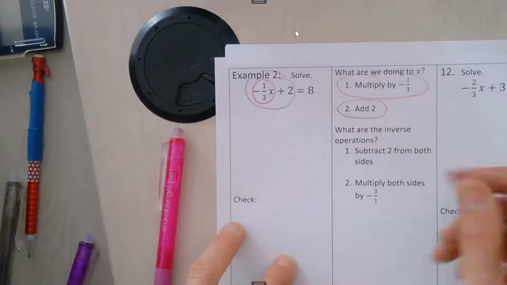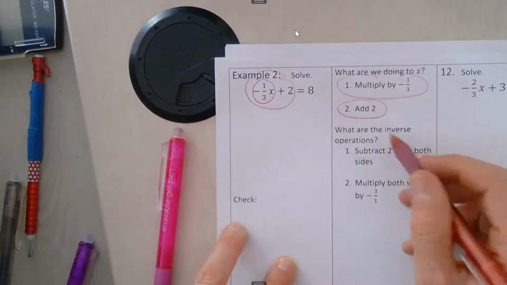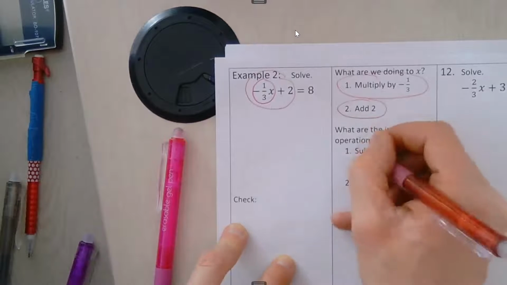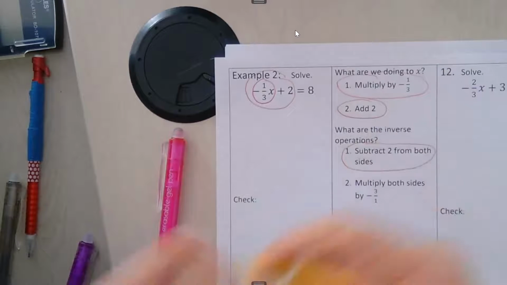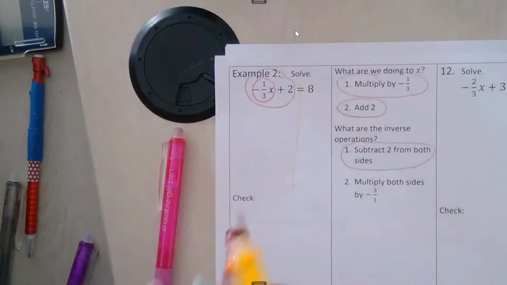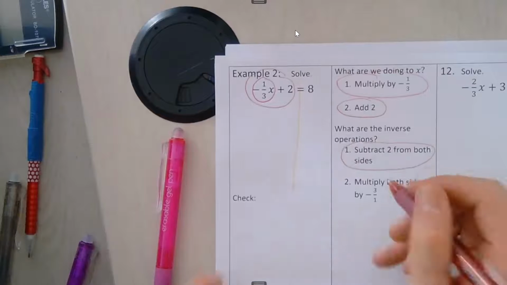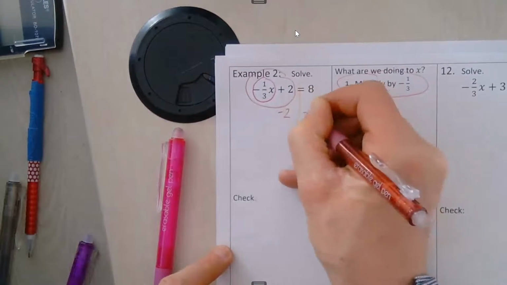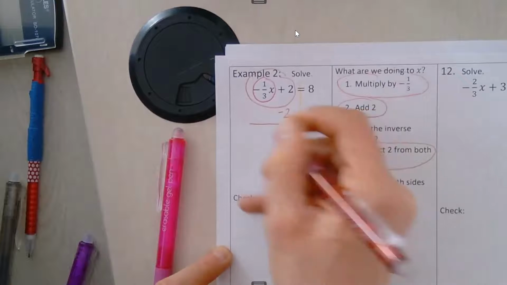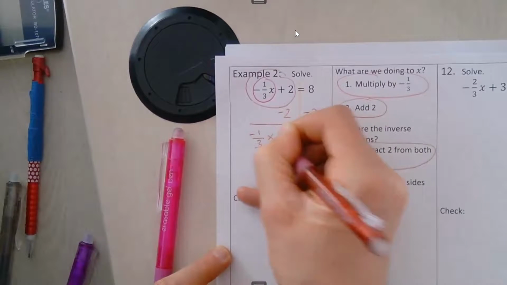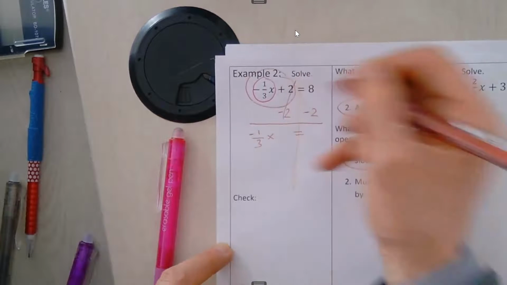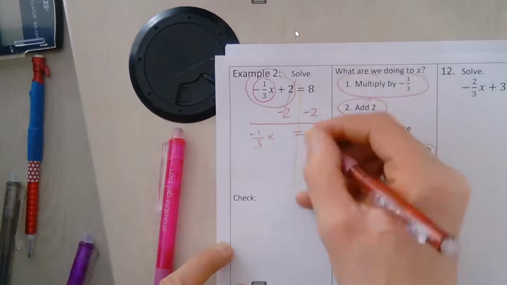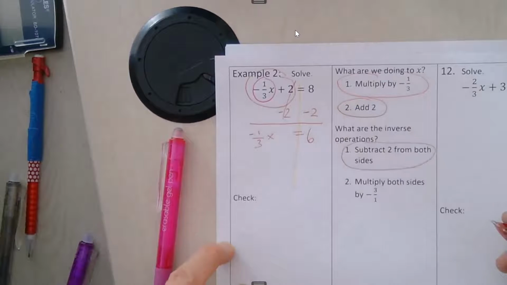So now in order to solve for what x is, we'll go in the opposite order. We'll do the inverse of adding 2 to x, which is to subtract 2 from both sides of the equation. Minus 2, minus 2. We get negative 1/3 times x equals, let's see, 2 minus 2 is canceled. That's why we did it. Then 8 minus 2 gives us 6. So that's step 1 done. Subtract 2 from both sides.